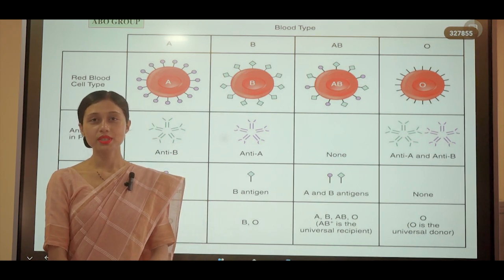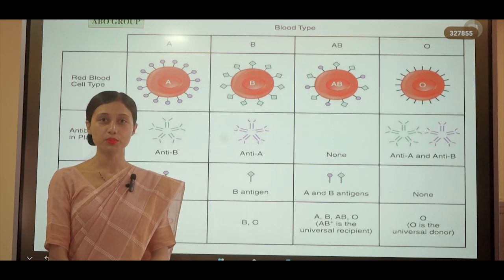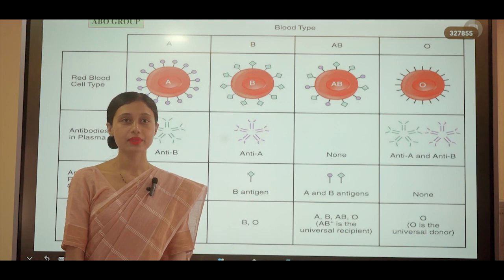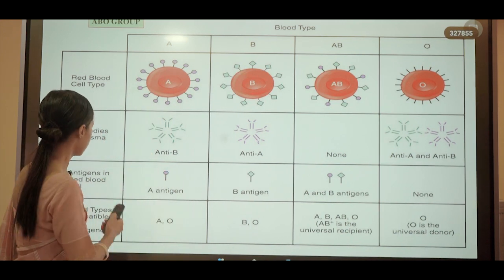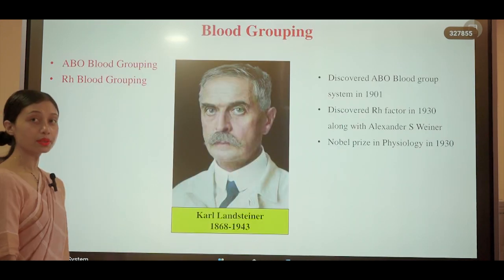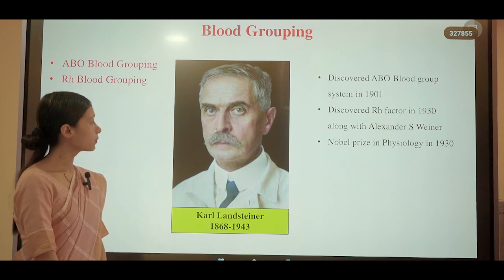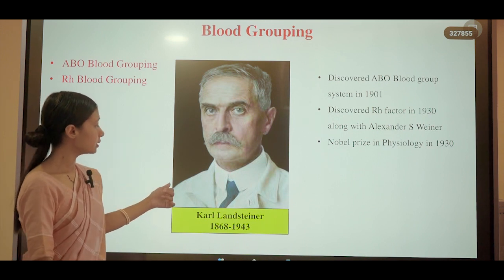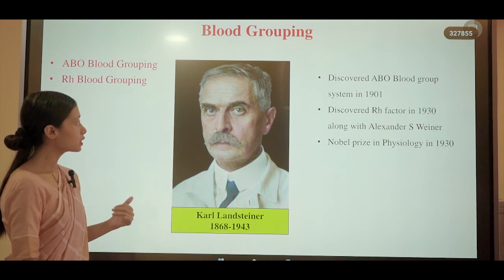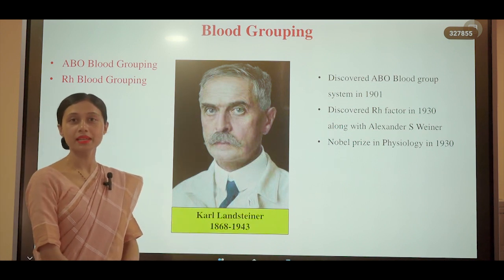Hello class, today we are going to discuss blood grouping and structure of heart. Blood grouping mainly includes ABO blood grouping and Rh blood grouping. The person in this picture is Carl Landsteiner. He discovered the ABO blood group system in 1901.